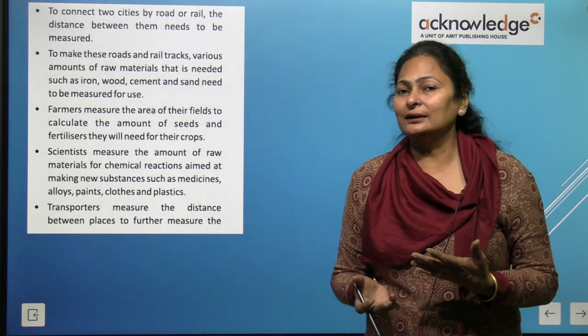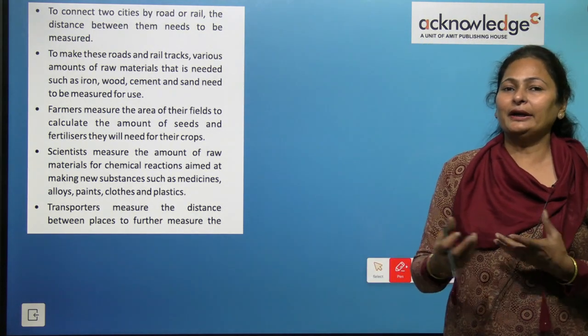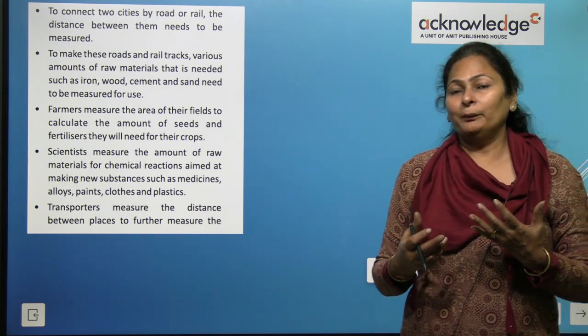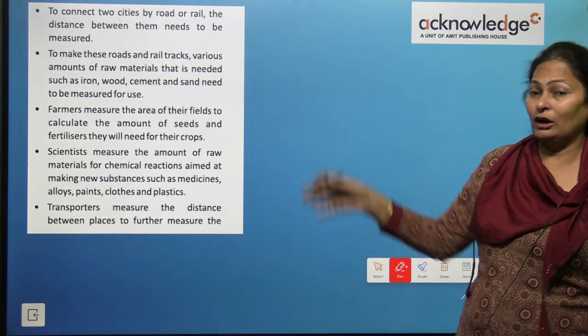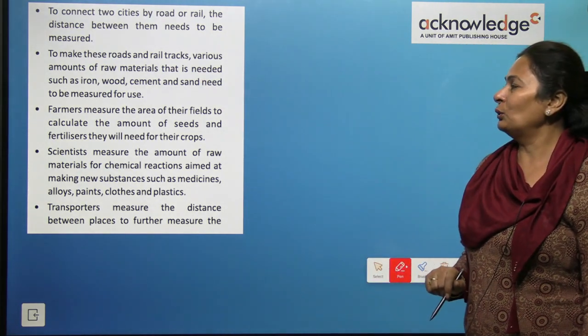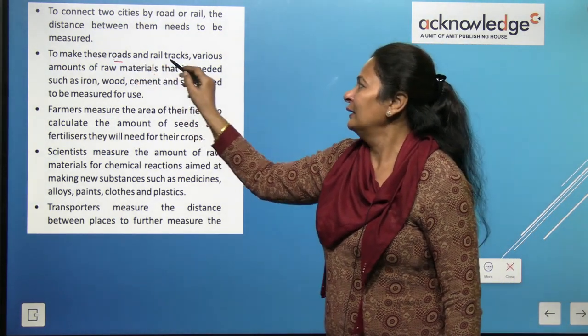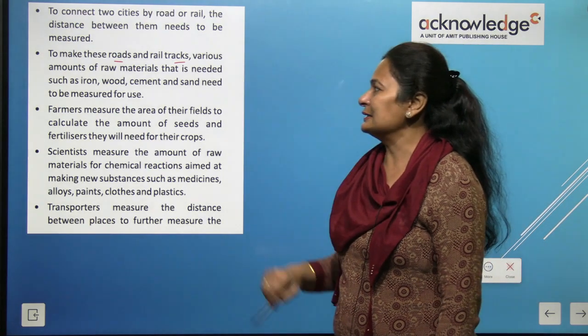And this is the unit we have. We calculate the distance in kilometers, but every time it is not suitable. Kilometer is the largest unit. We have some smaller units also. We'll discuss them in detail in this chapter only. To make these roads and rail tracks, various amounts of raw materials are needed.